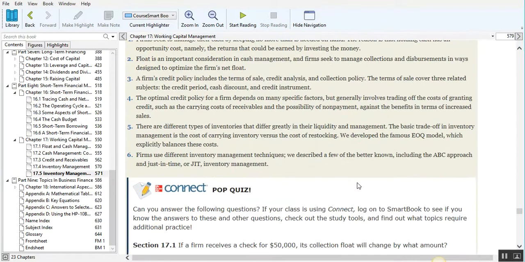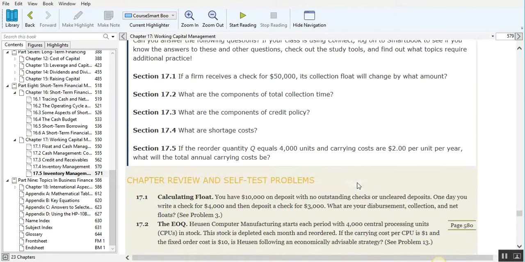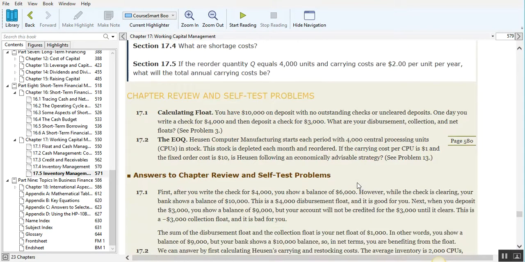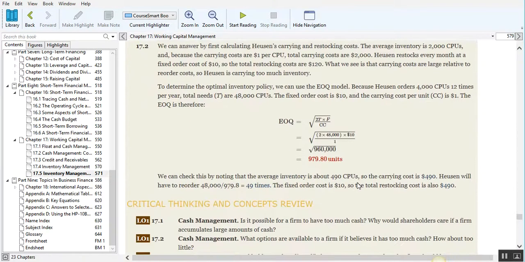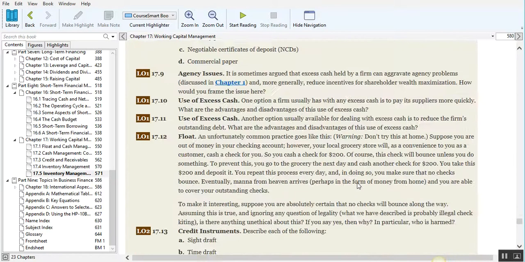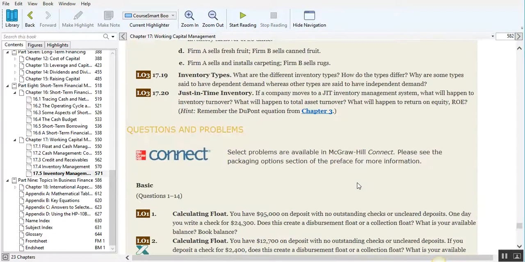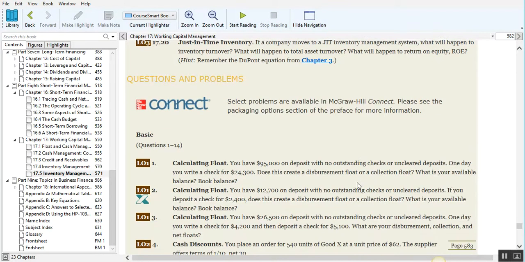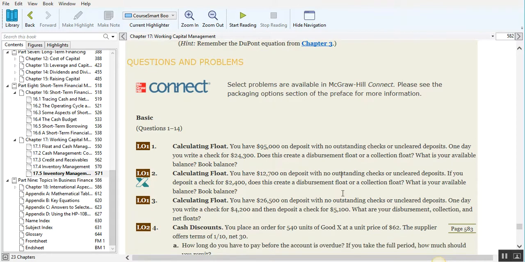For the homework in 17, the chapter problems, you're going to have number 1. And number 1 is a question of calculating float. Here it is. This is talking about float on deposits with no outstanding checks or uncleared deposits. You're writing a check. What is that float? Is it a disbursement float or collection float? You have another one here: it's a deposit. You're depositing a check. Is it a disbursement float or collection float?